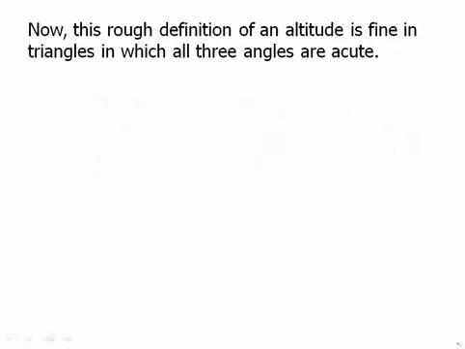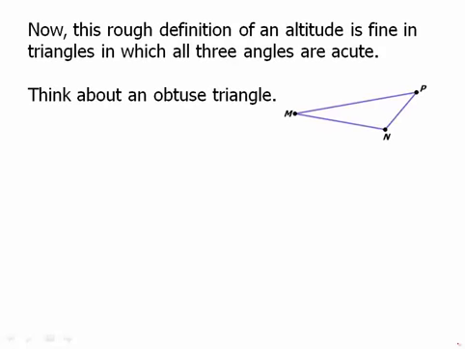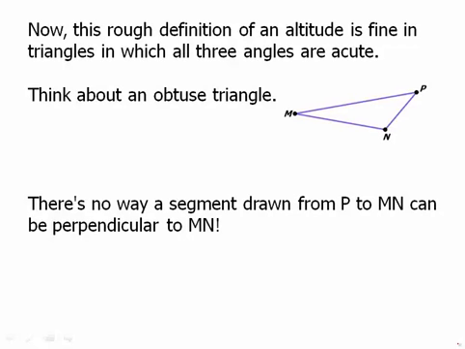Now this rough definition of altitude is fine in triangles in which all 3 angles are acute. Think about an obtuse triangle. There's no way to draw a segment from P to MN that can be perpendicular to MN. So it's just impossible. In other words, any segment that starts out at P and intersects anywhere on segment MN is not going to be perpendicular to MN. So we have a problem.